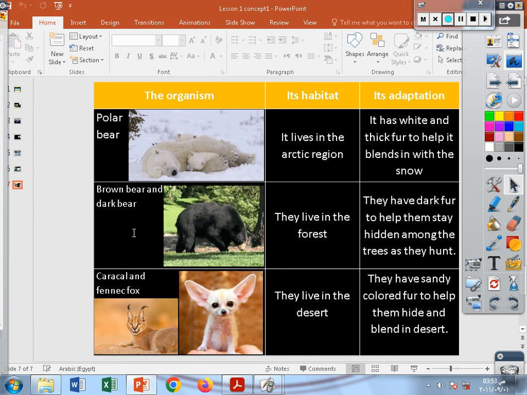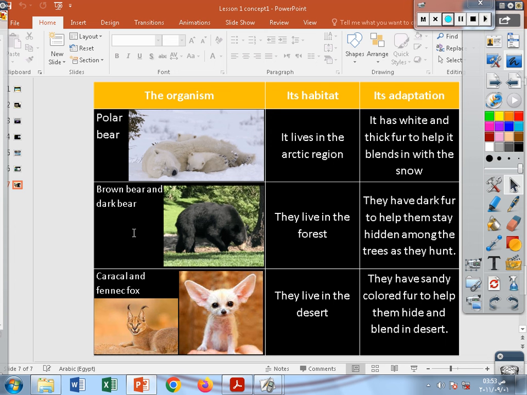What about the brown bear and the dark bear? They live in the forests. Excellent. The forest contains many trees. So the trunks or the stems of these trees are brown in color, and if this brown bear hides between these stems of the trees, it won't be able to be seen.